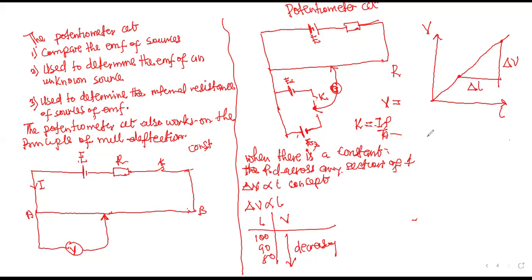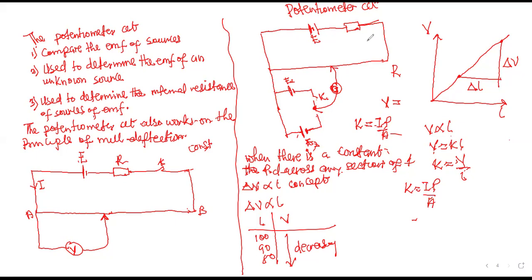From the equation, I told you that V is directly proportional to L, and V is equal to a constant times L. So your K is V over L. So if you are to plot voltage drop against length, then it means that the slope is equal to the potential gradient, which theoretically you know to be equal to I rho over A.